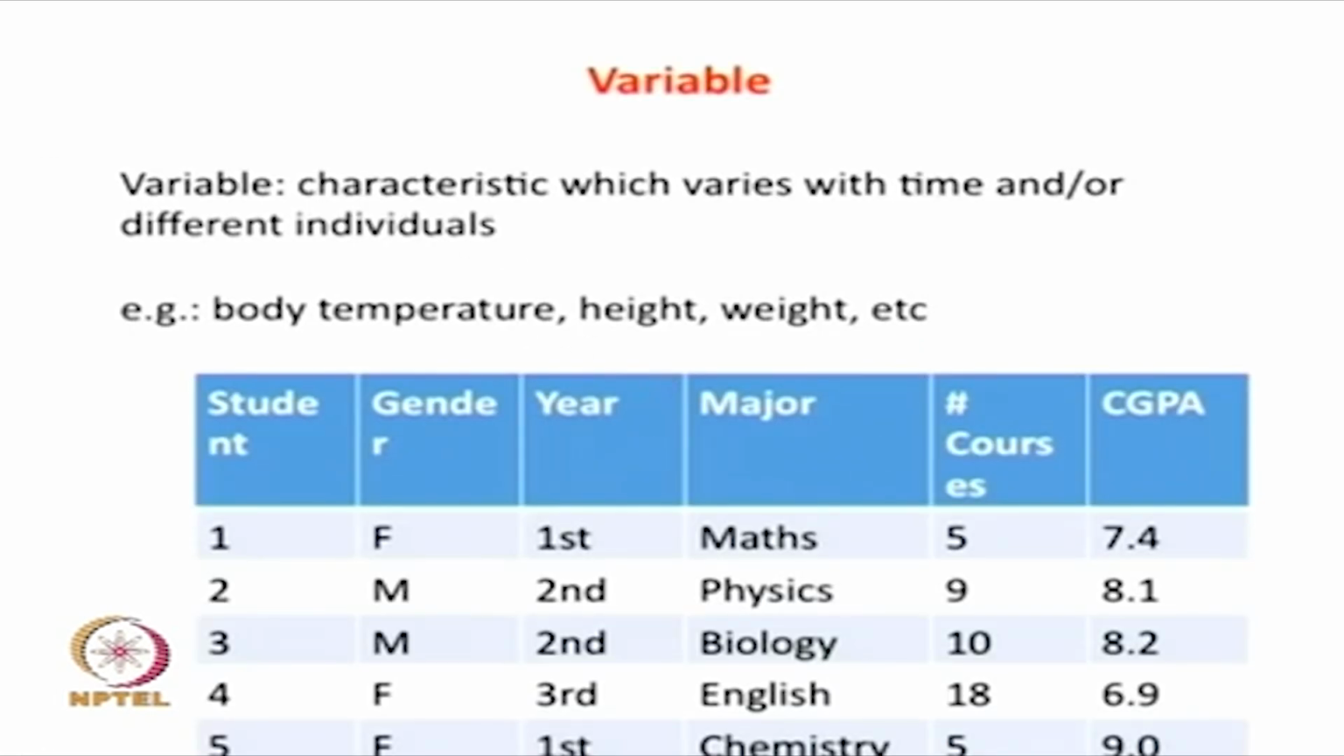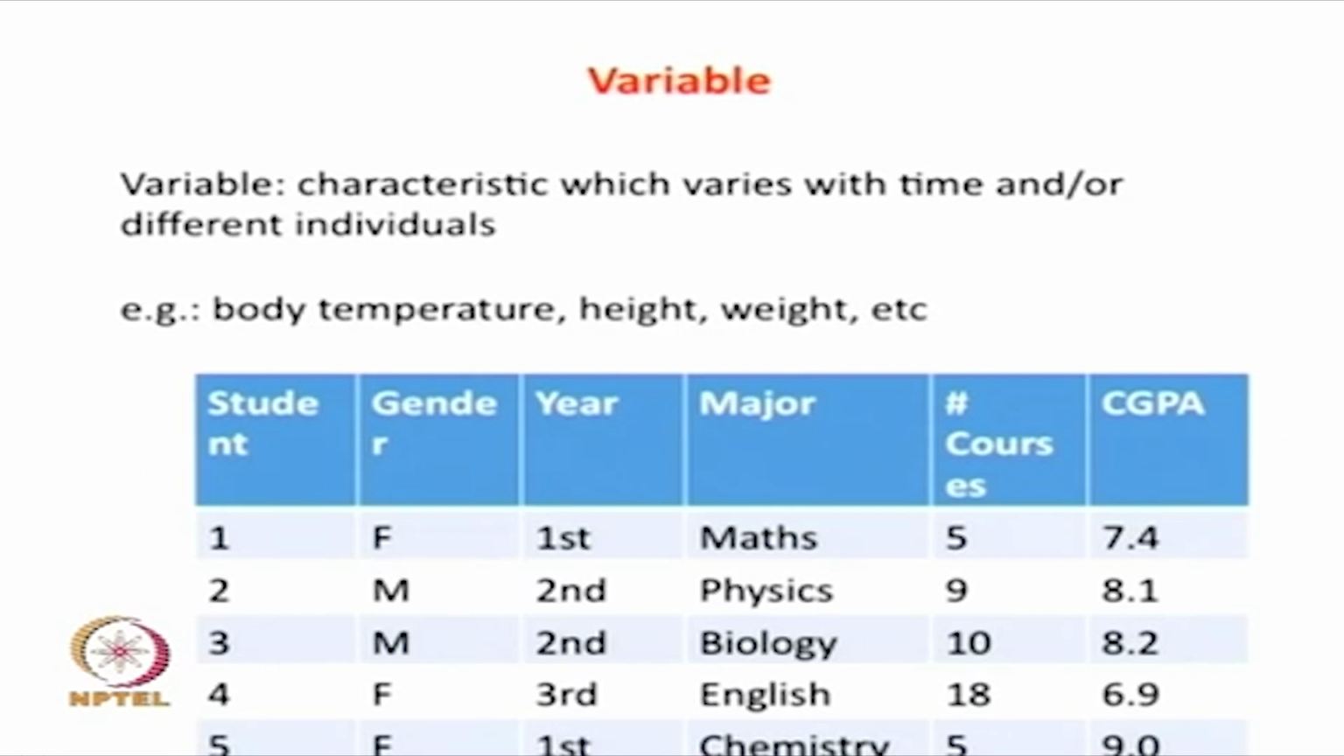In descriptive statistics, one of the most important things is a variable. What is a variable? A variable is a characteristic which varies with time or across different intervals. Our body temperature can be a variable. We want to figure out whether someone has fever or not, so body temperature is a variable in that case. You may want to figure out the average height of this population, so height is a variable, similarly weight, and so on.